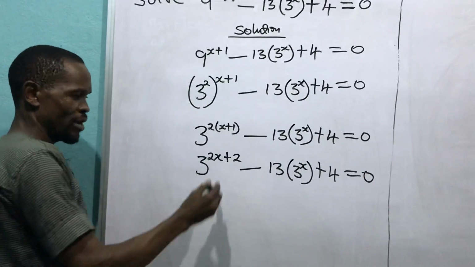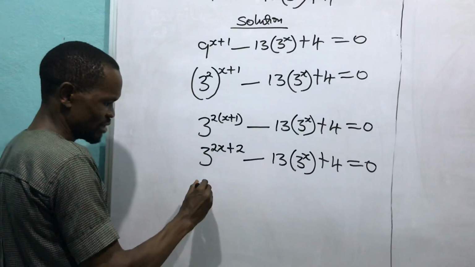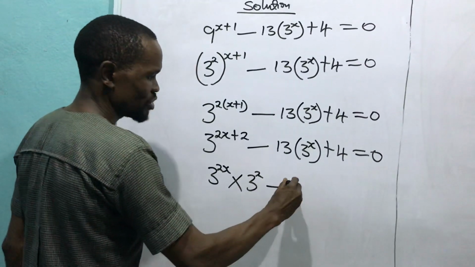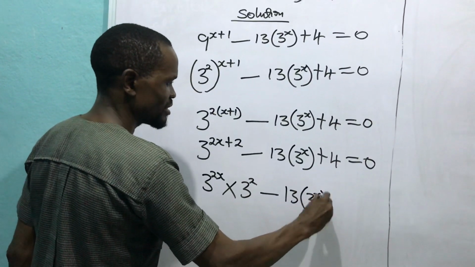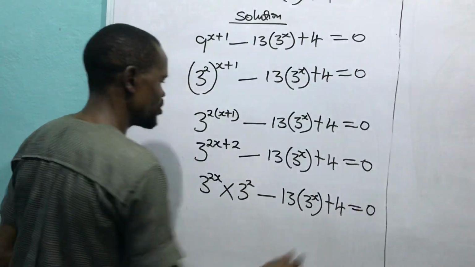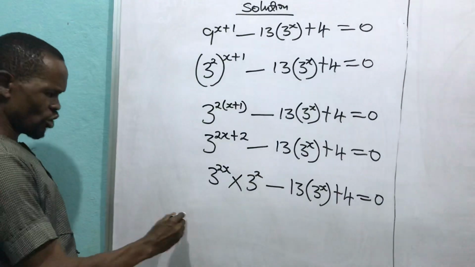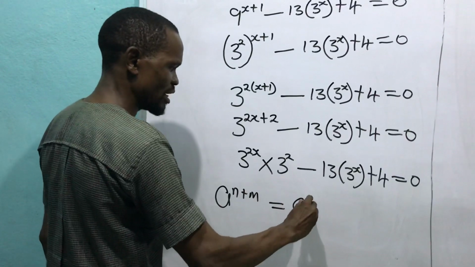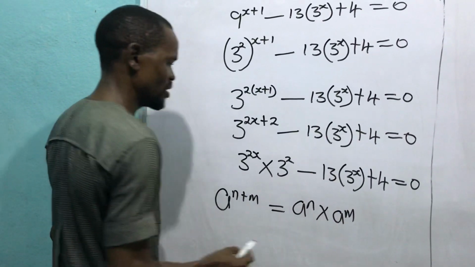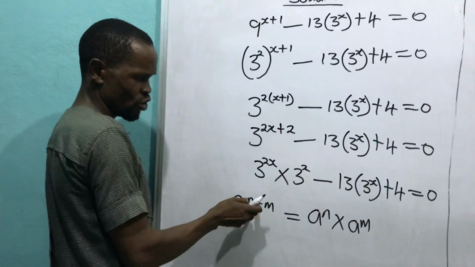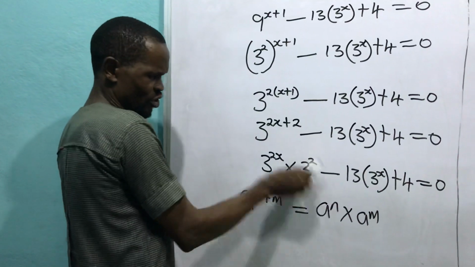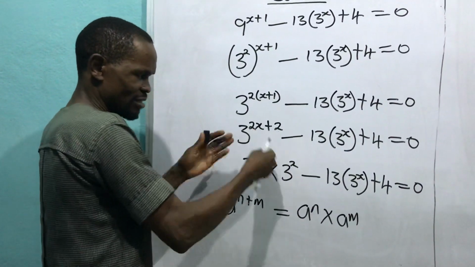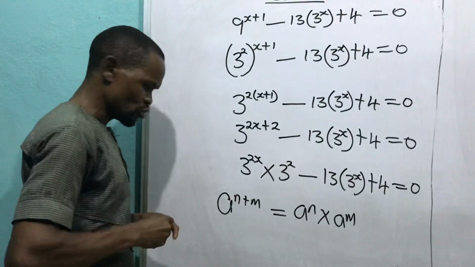Then now I have 3 raised to power 2x times 3 raised to power 2, minus 13 into 3 raised to power x plus 4 equals 0. Somebody will ask, how did I do this? You remember the law we said that a raised to power n plus m is the same as a raised to power n times a raised to power m. That's the law I applied here. This 2x plus 2, I can split it by saying it's something as this times the same base raised to power 2. So can we move ahead?